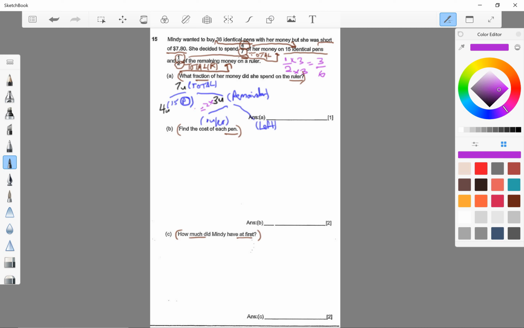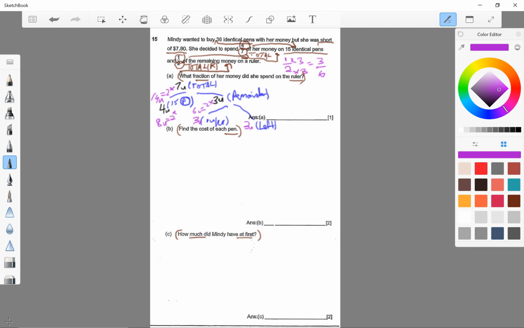So 3 times 2, I get 6. 4 times 2, I will get 8. And last but not least, total 7 units will give us 14 units. So it's actually very simple. And our ruler has to be 3. And the left has got to be 3.